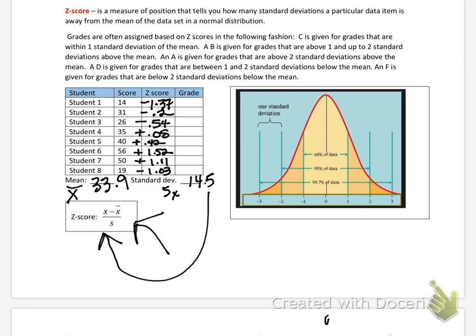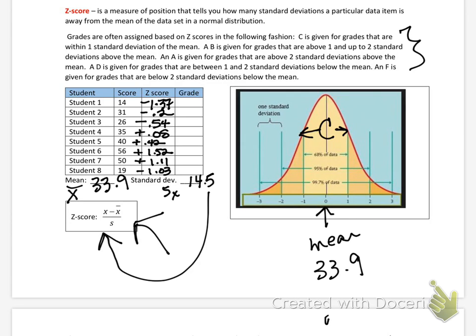Okay, now let's go back up and read this, and we're going to label our bell curve with the correct information. It says grades are often assigned based on z-scores in the following fashion. C is given for grades that are within 1 standard deviation of the mean. So if this is your mean, within one standard deviation of the mean is going to be a C. So the C's are going to be from here to here, slightly above, slightly below the class average. The mean in our situation would be 33.9.